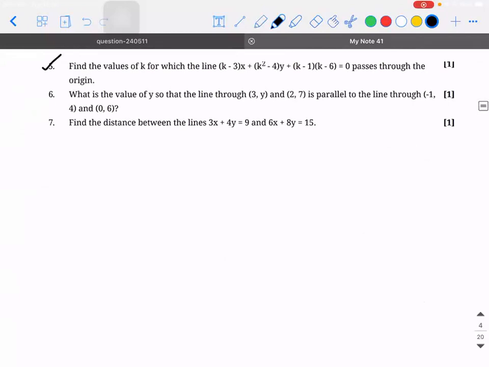I think the fifth one is also easy. Find the values of k for which the line (k minus 3) into x plus (k square minus 4) into y plus (k minus 1) into (k minus 6) is equal to 0 passes through the origin. This is a very, very simple question. It's a linear equation in two variables. If it is passing through the origin (0, 0), then what should it do? Satisfy the equation. Just substitute, no? When you substitute 0, the first term and the second term will get eliminated. What are you left with? The constant. That is, (k minus 1) into (k minus 6) will be equal to 0. Now tell me what should be the value of k.